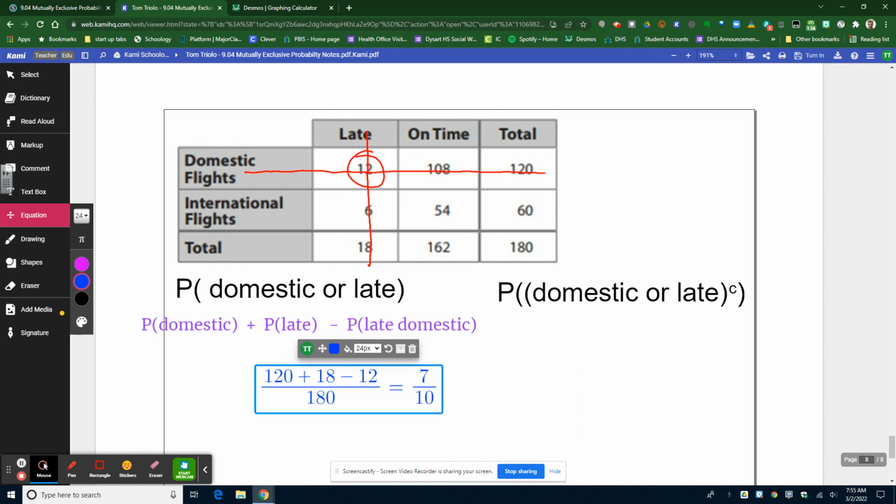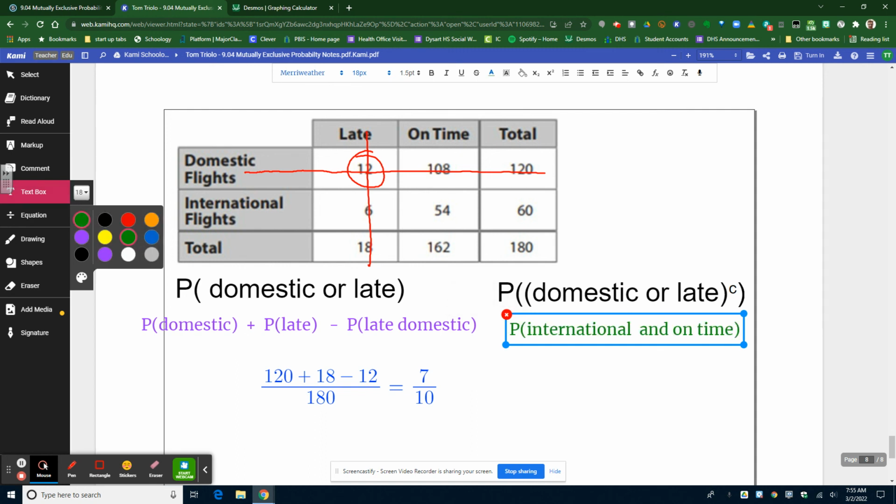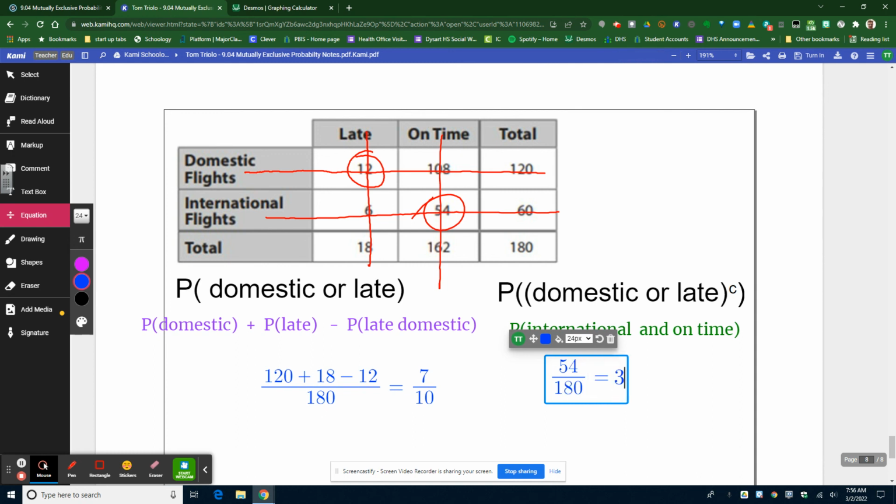Probability of domestic or late complement would be all of the international flights that are on time. So another way you could write this is probability international and on time. International, internation is probably a word, I don't know. And on time. So in this case, all I need to do is look for that one place. So international and on time, and that's 54 out of 180. 54/180ths. But you know what 54/180ths simplified to? 3/10. What is 3/10 plus 7/10?